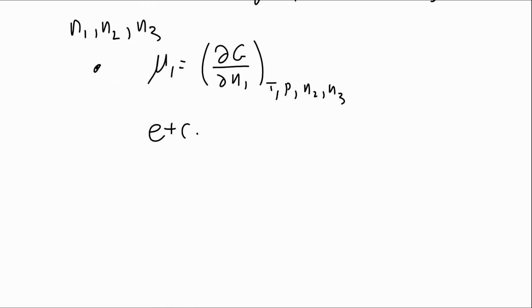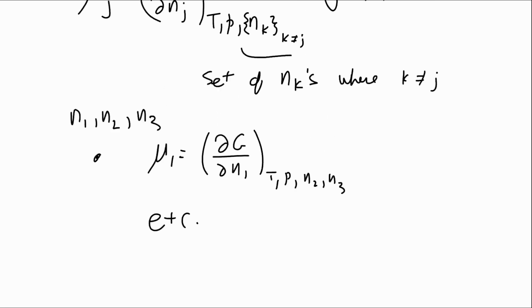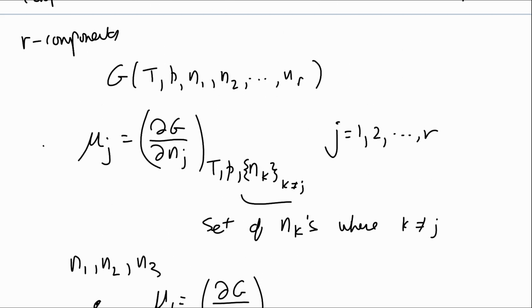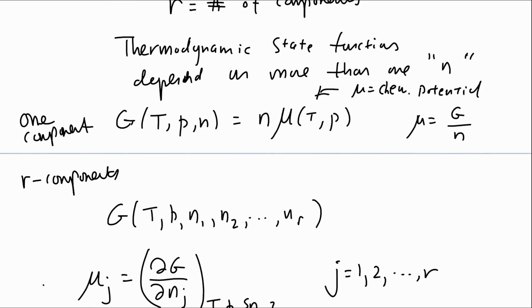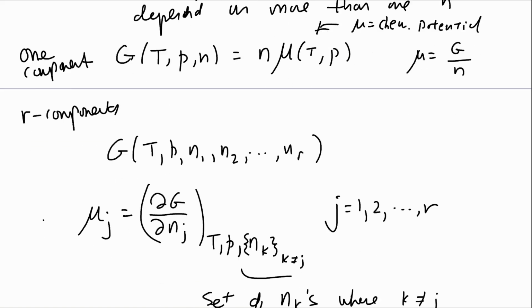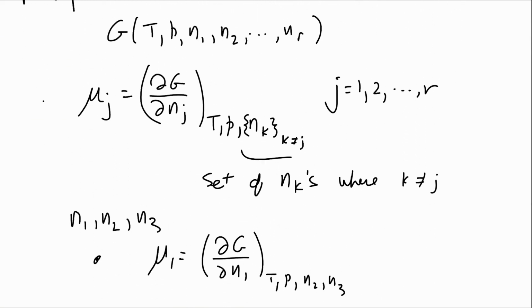So the chemical potential is a derivative, and this more general formula works for one component too. If I take the derivative of N times mu with respect to N, I just get mu because the mu doesn't depend on N. So this is the general definition.